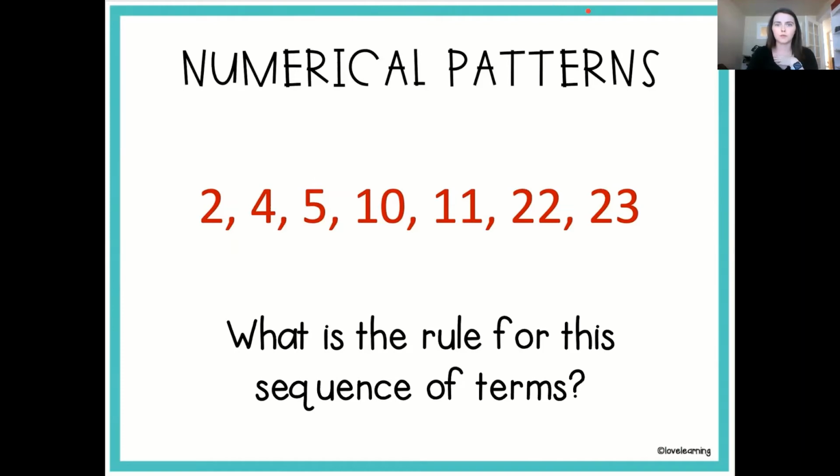And I'm going to give you a minute to look it over. All right. So do you think you have the rule for this sequence of terms in your head? Have you figured out what is going on here? We go from 2 to 4, 4 to 5, 5 to 10, 10 to 11, 11 to 22, and then 22 to 23.